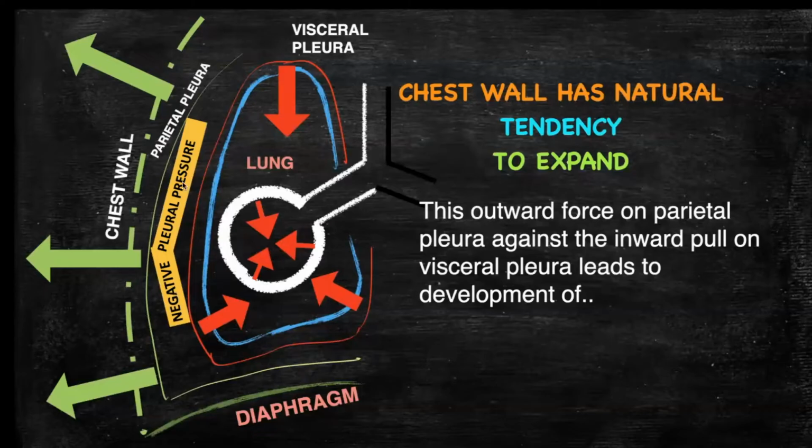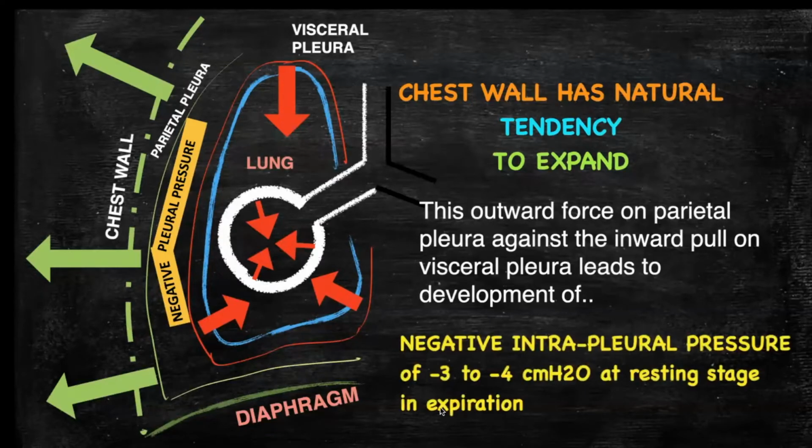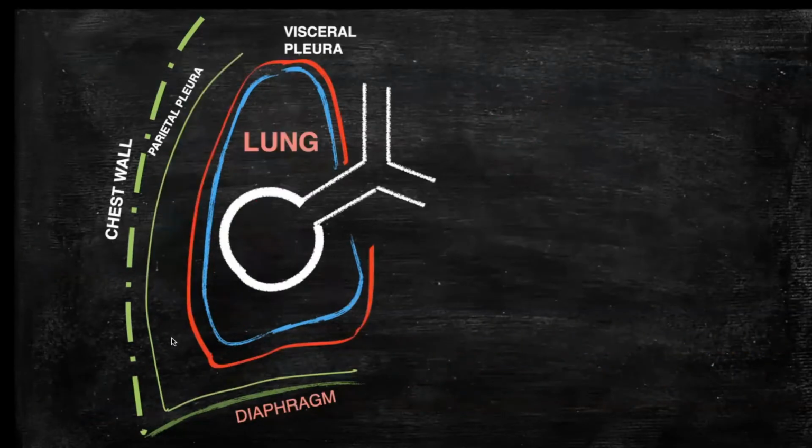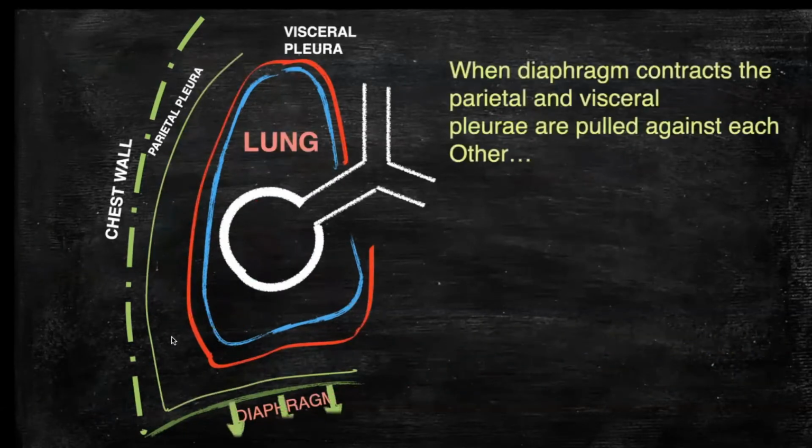There is a negative pressure which builds up within the pleural cavity, and this is usually around -3 to -4 centimeters of water at the resting stage at the end of expiration. So at the end of expiration, you have -3 to -4 centimeters of water of negative intrapleural pressure during spontaneous breathing, when a patient is not on a ventilator or not on positive pressure ventilation.